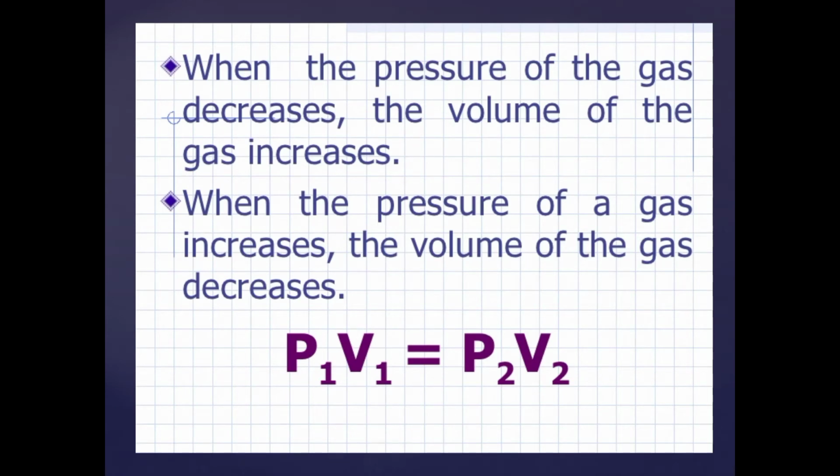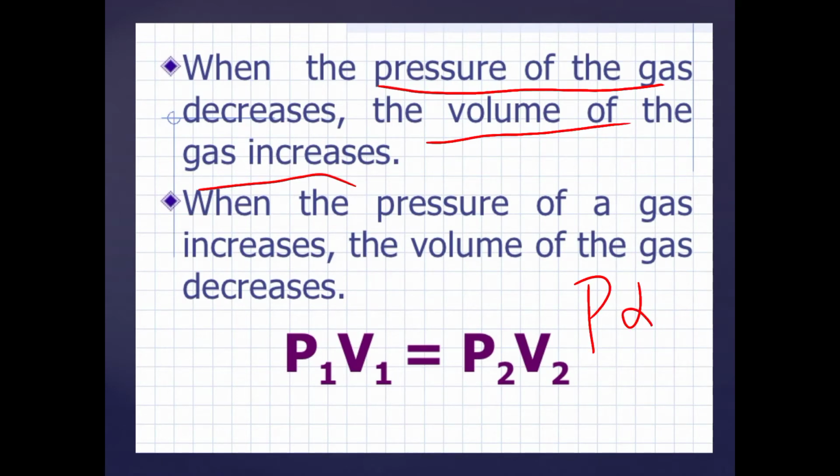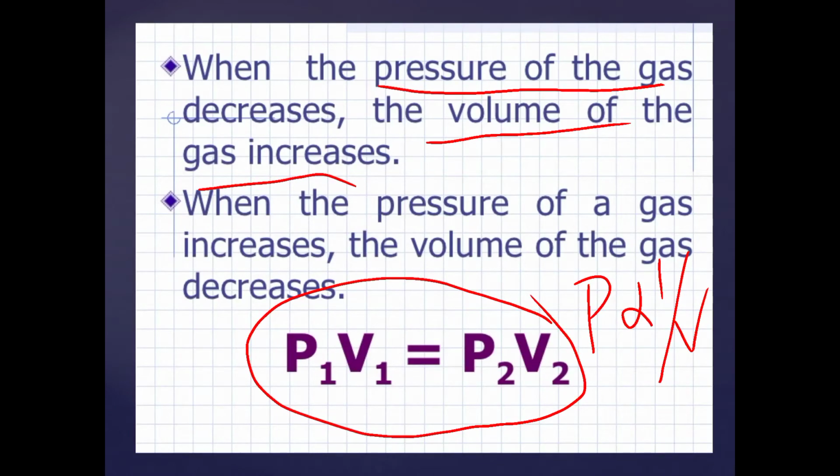When the pressure of the gas decreases, what will happen? It's inversely proportional, so the volume of the gas increases. And the opposite, when the pressure of a gas increases, the volume of the gas decreases. And its mathematical representation is P proportional to 1 by V. And for doing problems, we are using this equation: P1 V1 is equal to P2 V2. This is the equation we are using to solve the problems.